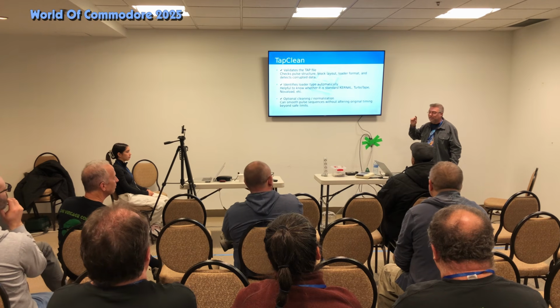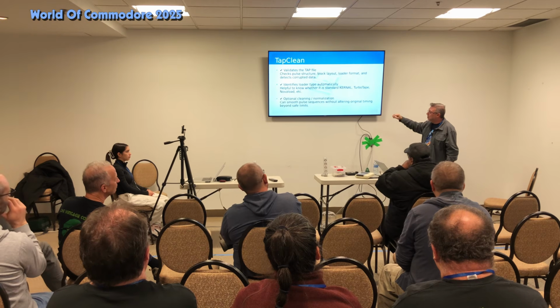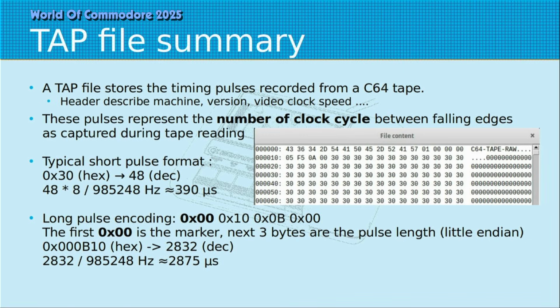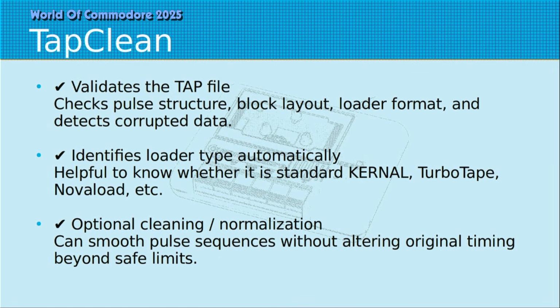And with that piece of information, what this program can do is a normalization of the pulse. So it can smooth the pulse sequence. By that, what I mean is, if I go back to the tape format here, this is theoretical, because in real life you will not get this. You will get 30, 30, 31, 2F, 32, 31. There's always variation because of tape, motor speed, and so on. So TapClean is able to identify this and fix the pulse.